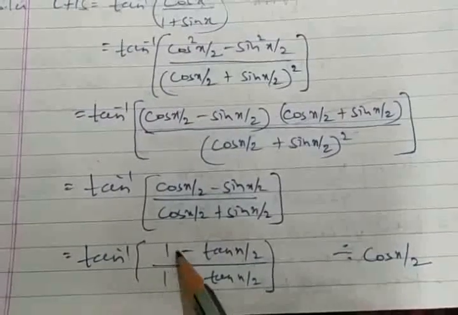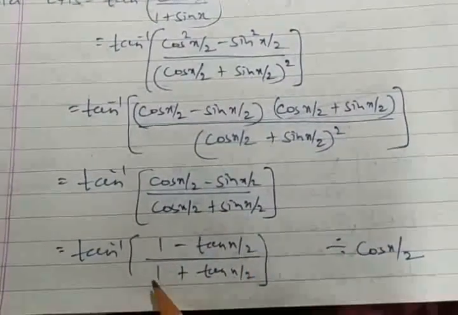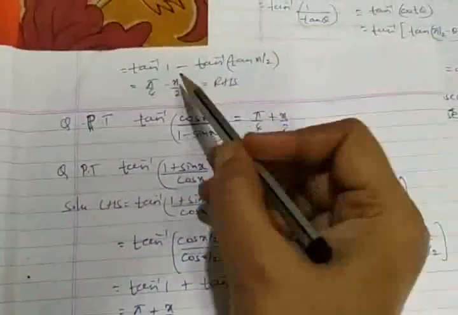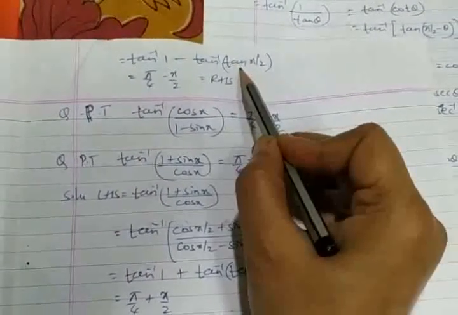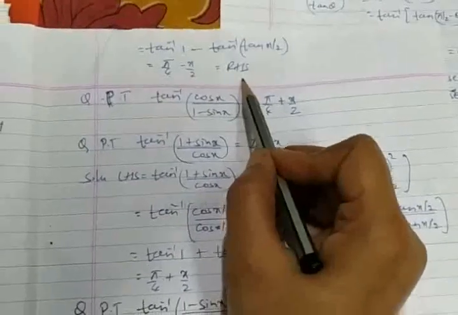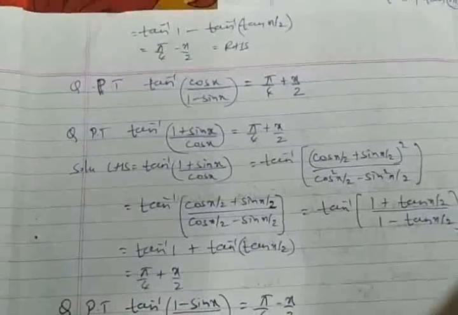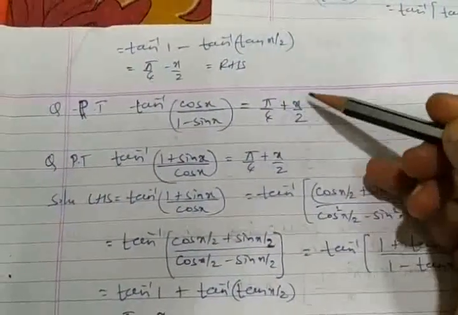So we are left with tan inverse of x minus y divided by 1 plus x into y, which can be taken further as tan inverse of 1 minus tan inverse of tan x by 2. The property applies and we are left with pi by 4 minus x by 2, that itself is RHS. Similarly, I am sure you can prove that tan inverse of cos x over 1 minus sin x is equal to, we find, pi by 4 plus x by 2.